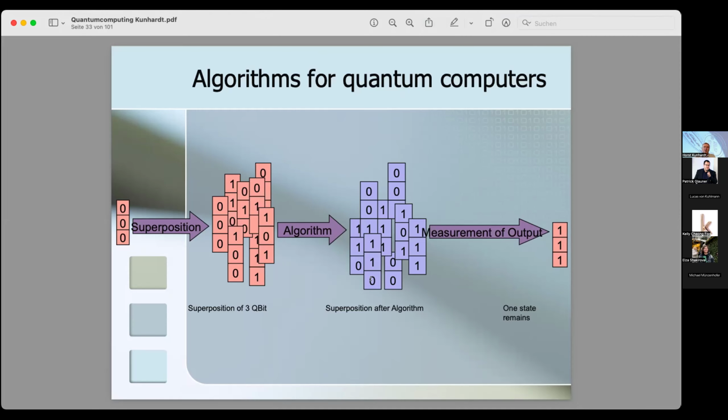So the next problem is how to measure the output. And in some implementations, you need hundreds, thousands, even millions of measurements to find out what is the real output of a quantum system. And as I already said, we don't have a deterministic system. So we have a system where we have to measure and we see with a certain probability that we found the right output, the correct output.